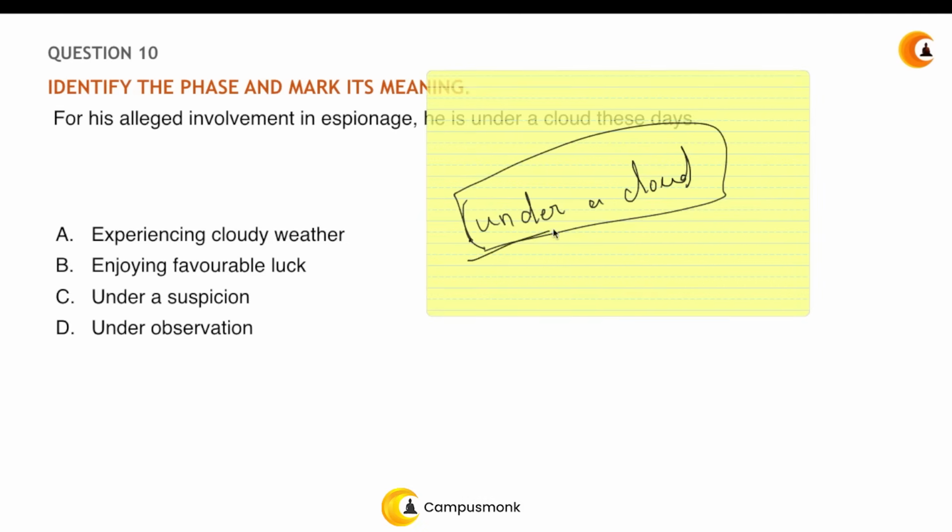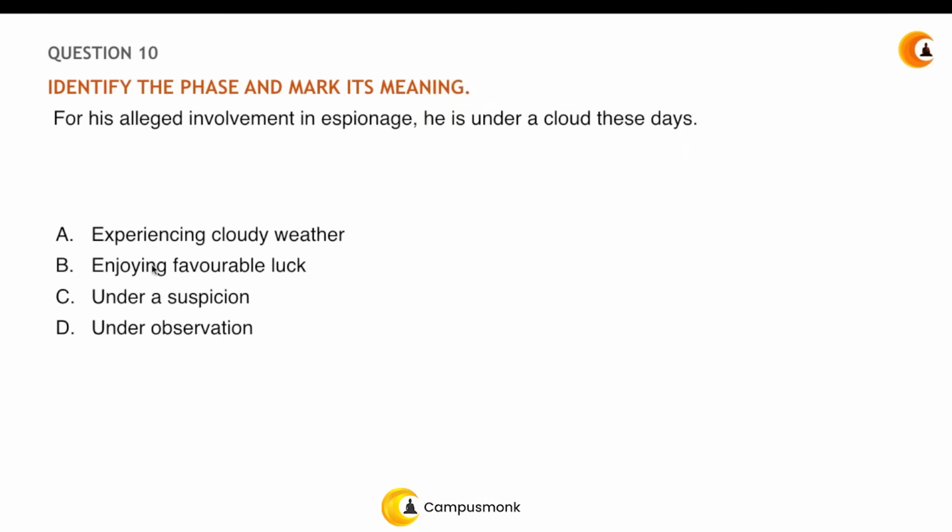Now, since you have identified the phrase, you have to mark the meaning of this phrase. What does the phrase under a cloud mean? Let's look into the options. Experiencing cloudy weather. He has been accused of spying. Experiencing cloudy weather will really not fit in over here, right? Enjoying favorable luck. Come on, he has been allegedly involved in espionage. He has been accused of involvement in spying. So how can he have favorable luck? That is also not possible.